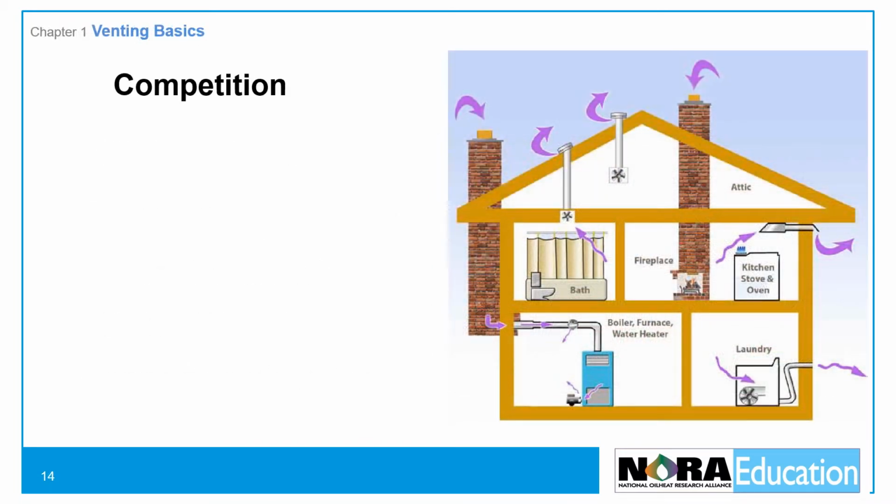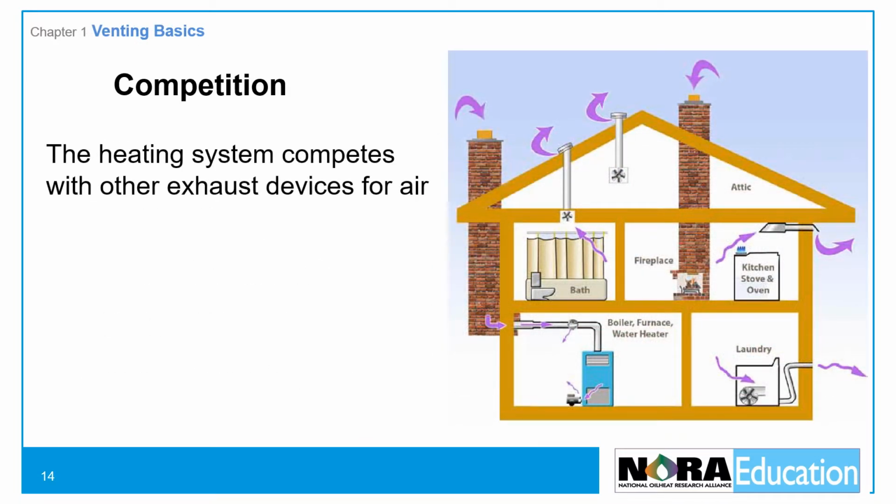The heating system competes with fireplaces, exhaust fans, clothes dryers, and other appliances for air. All of these appliances using the air in a tight house make it difficult for the oil burner to have sufficient combustion, dilution, and ventilation air.